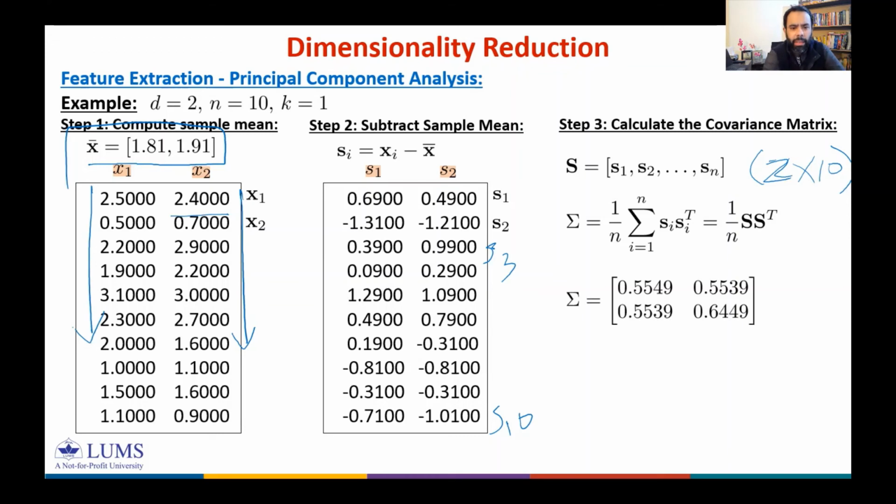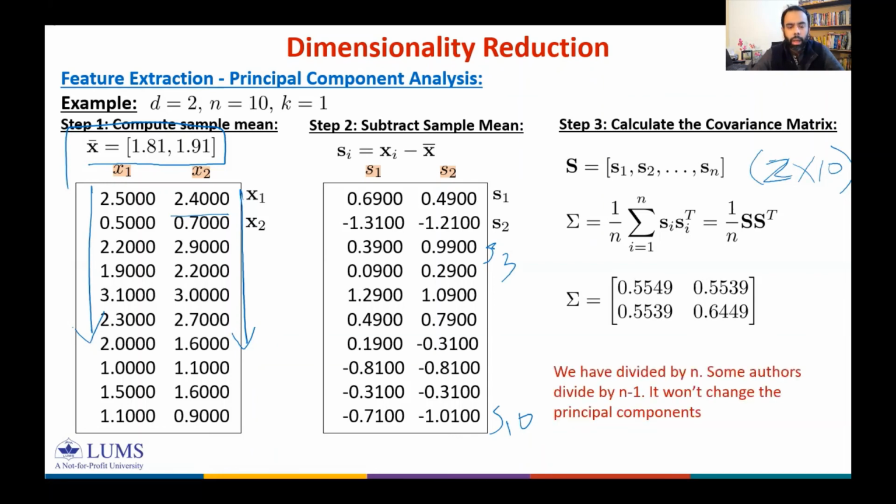In defining this covariance matrix, I have used 1 over n. In some textbooks or in some research papers, you may observe that they use n minus 1. This is not going to change the principal components. It will only slightly change the eigenvalues. So by default, if you use MATLAB built-in PCA, it uses 1 over n minus 1.